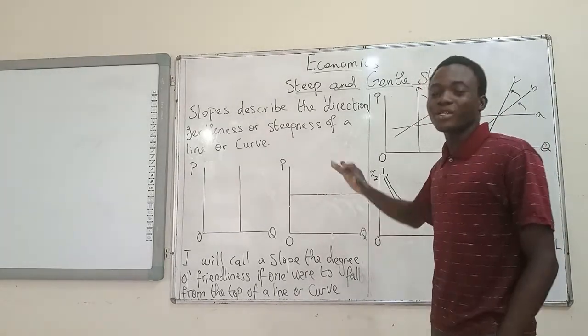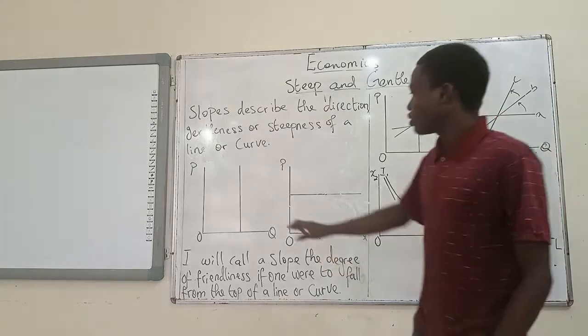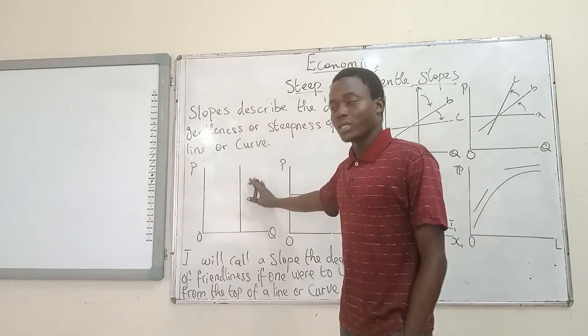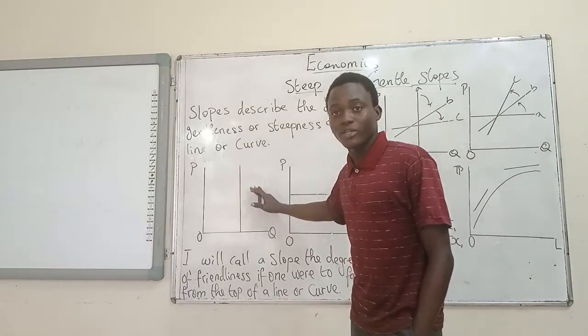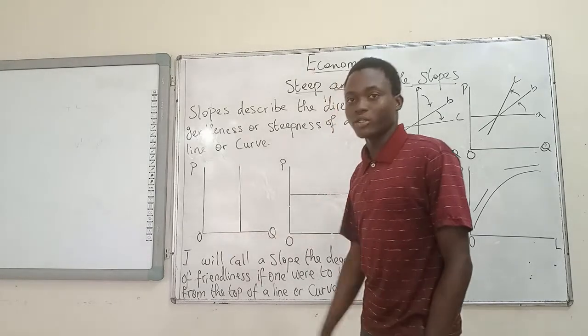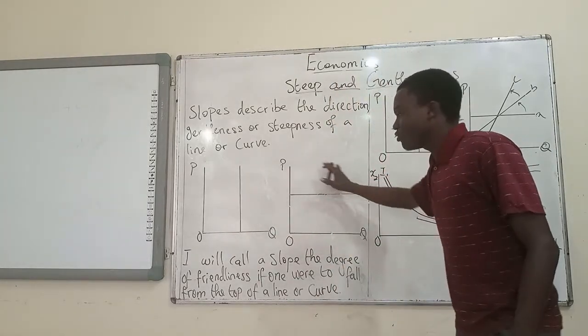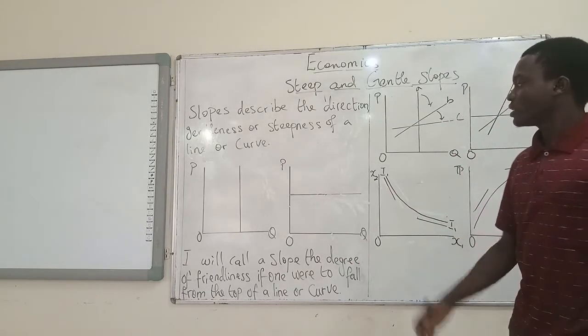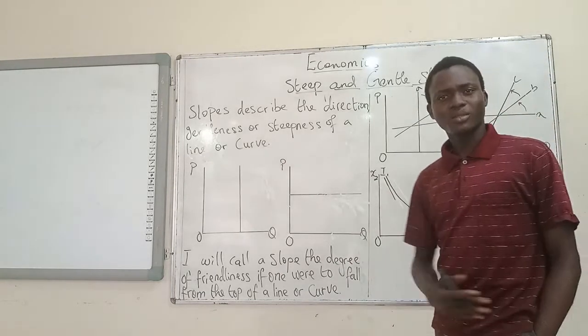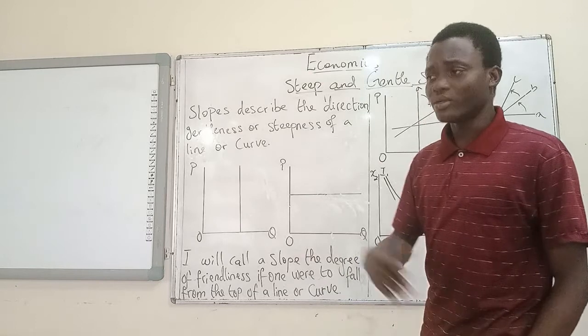So gentle slopes are very friendly, but steep slopes are not. If one were to fall from the top of it to the bottom of it, it's a very serious thing. So now, I believe we've been able to understand this. So what then do we mean when we say something is less gentle, more gentle, less steep, and all of that?